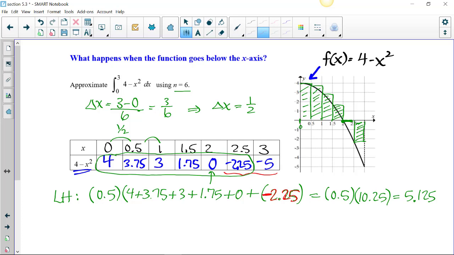Okay. Let's do our right-hand approximation then. So if I do my right-hand approximation, once again with this 1/2, now I start with the second value here, which would be the right value of the first rectangle. Okay, so add those up.